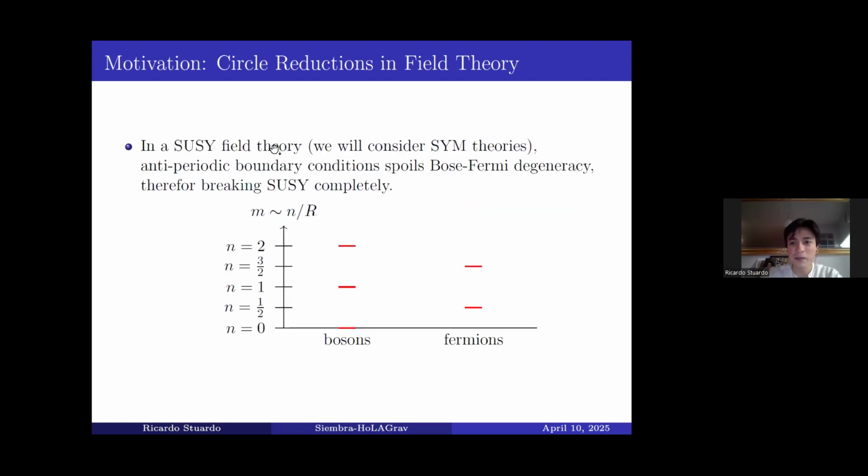This is very important because when you have a supersymmetric field theory, when you impose periodic boundary conditions for bosons, they will have integer modings or integer mass spectrum, whereas the fermions have half-integer masses. So you see that you completely break the Bose-Fermi degeneracy, and therefore you break supersymmetry, because in supersymmetry you need the bosons and the fermions to have the same mass to be superpartners of each other.